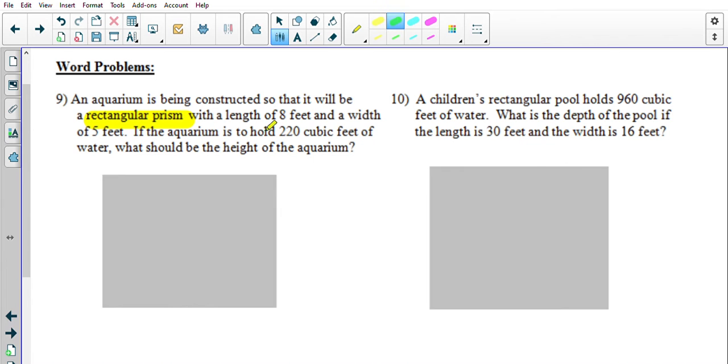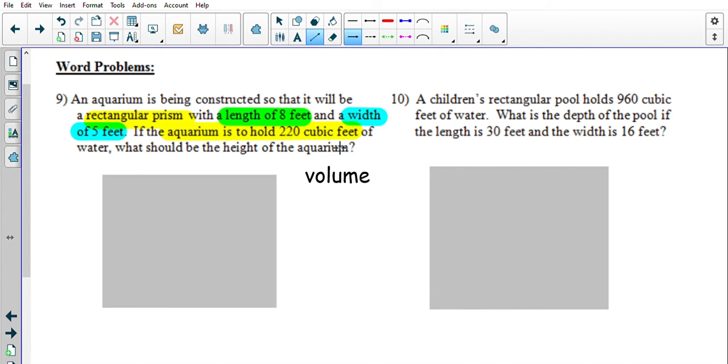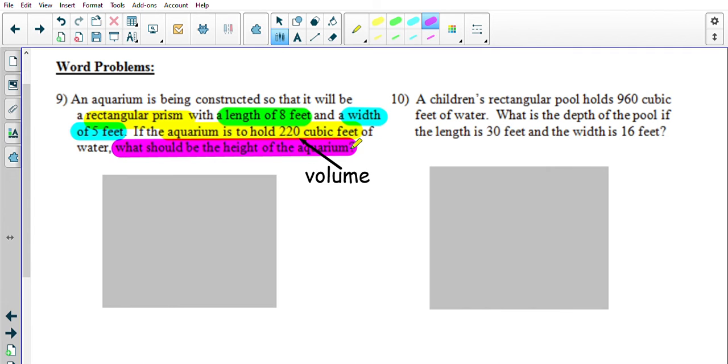We know that it has a length of 8 feet. We always want to identify that information we're given, a width of 5 feet. And we know that this aquarium is going to hold 220 cubic feet. That right there represents the volume. So that's going to represent the volume of this rectangular prism. It's how much water this thing is holding. And we want to find the height. So what should the height of the aquarium be?